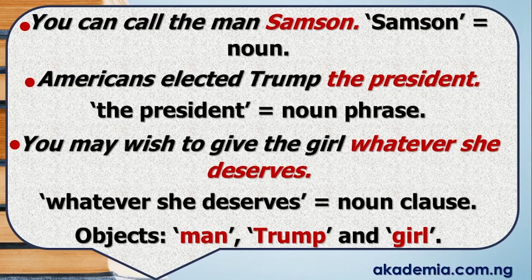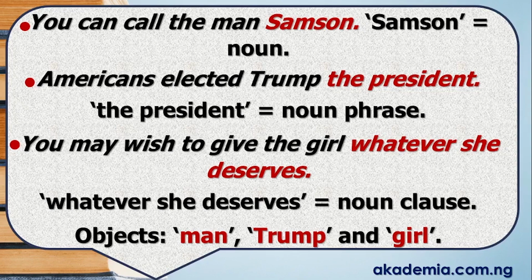Let's see the first sentence. You can call the man Samson. Samson here is a noun, and it is functioning as the complement of the object, the man. Another example, Americans elected Trump the president. Now, the president is the complement of the object, Trump, even though the president here is a noun phrase.